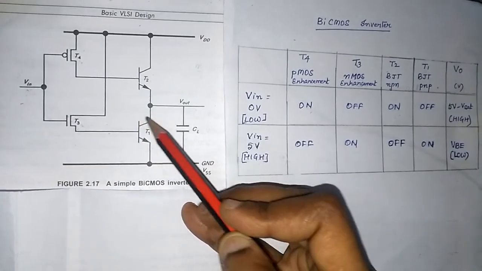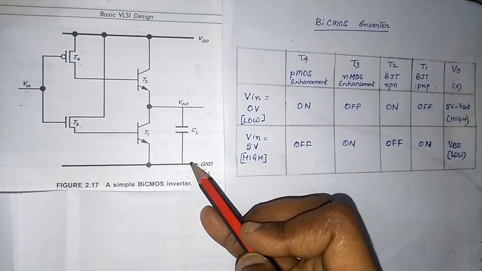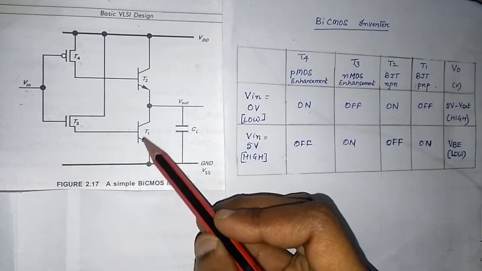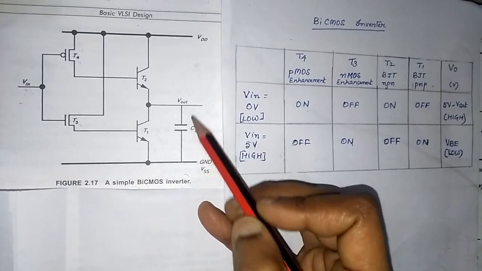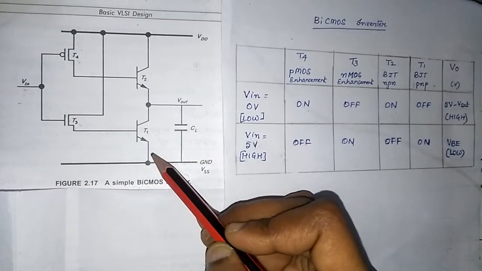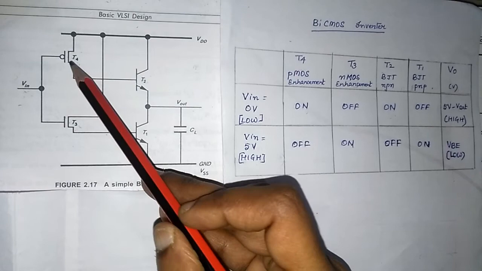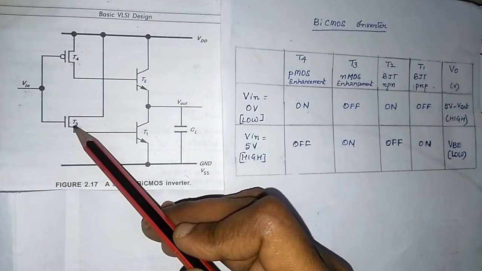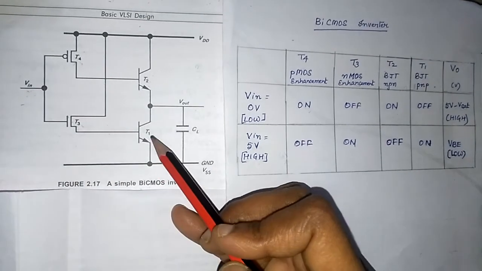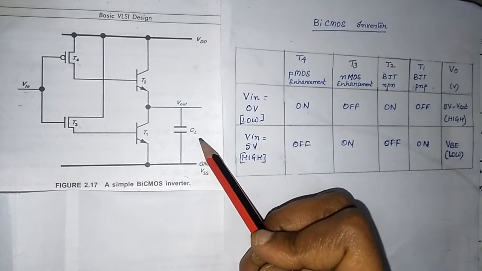Because T1 is going to be getting a high voltage, the output is going to be low, because this is going to be behaving in the on condition. The output is going to be small, and that output voltage is going to be equal to VBE of this transistor. Now let us see what about T4. T4 is off, so T2 will also be off. So here you have T3 and T1 in the on condition, and that's how your output is going to be low for a logical high input.